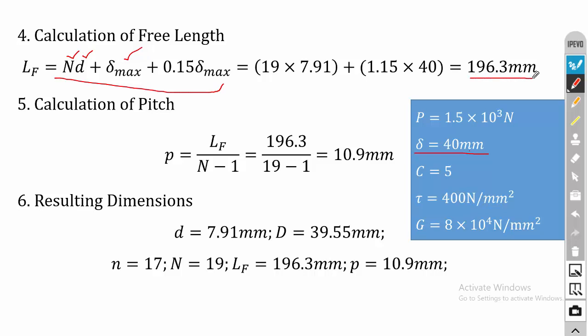After calculating the free length, calculate the pitch, that is p is equal to LF divided by (n minus 1). LF we have calculated, n we have calculated, substitute it so that you will get p is equal to 10.9 mm. The last step is the resulting dimensions; write all the answers that we have calculated. So the procedure is very simple. You have to use the equation, substitute the given values, and calculate the dimensions. So that's all. This is the design procedure for a helical compression spring.